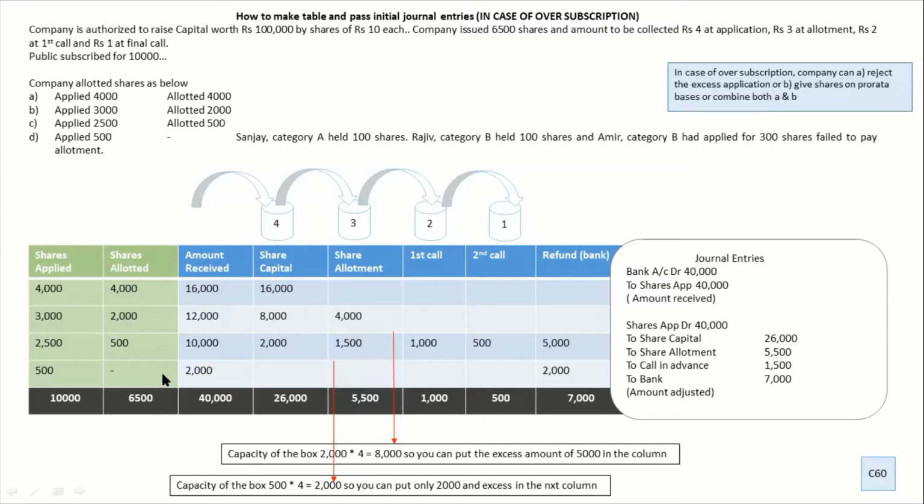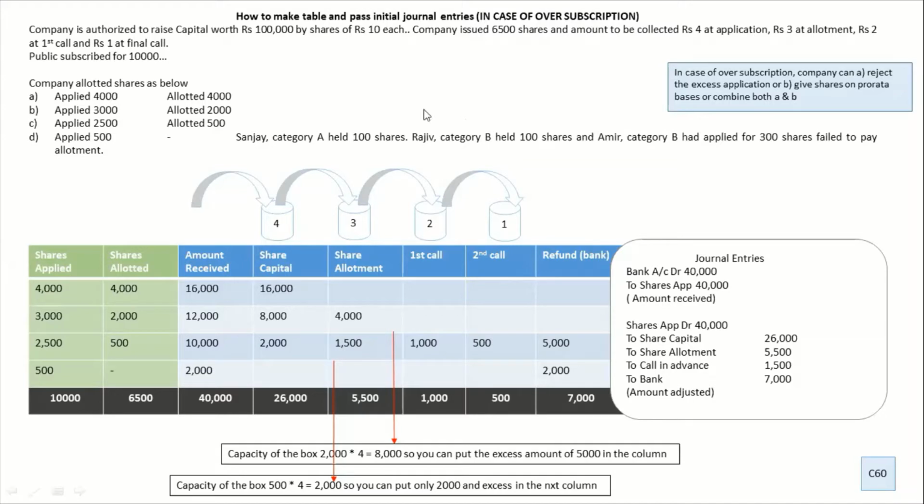Now look into the third part. This is the most interesting part, and this actually helps you understand how the flow goes. Over here, we got 10,000, that is 2,500 into 4. What did we do after that? We had to transfer to share capital. What amount? Only 500 into 4, because we have only given 500 shares. So that is 2,000.